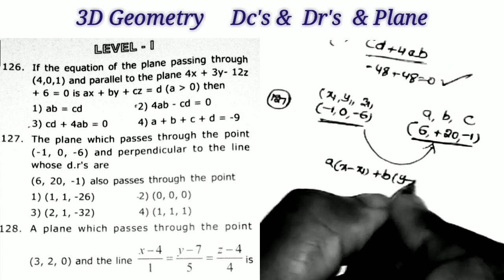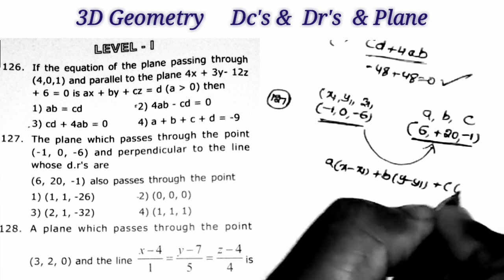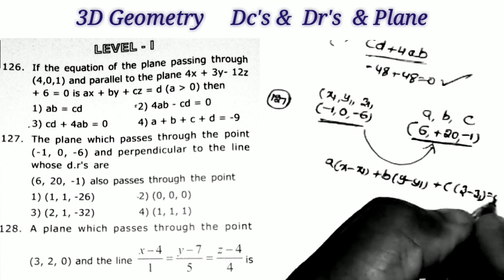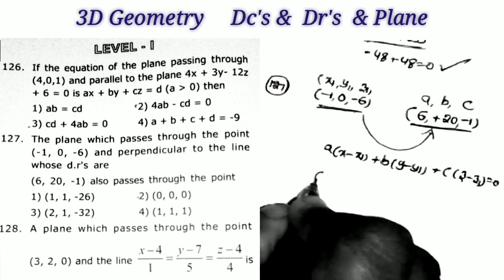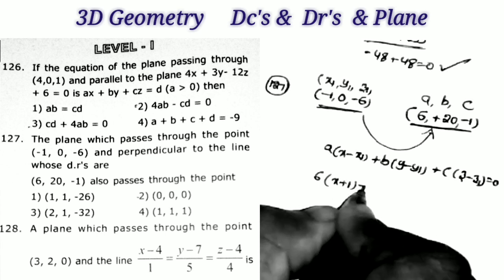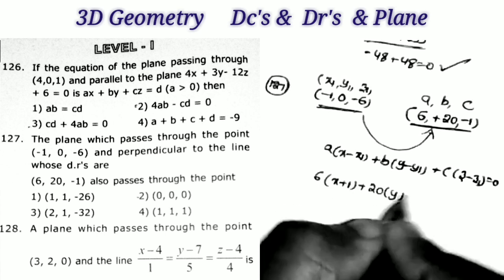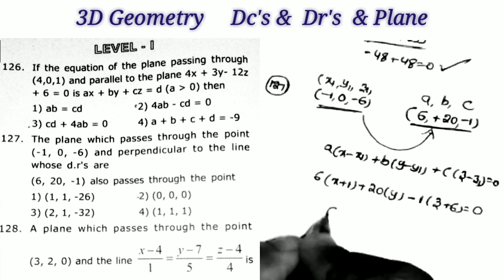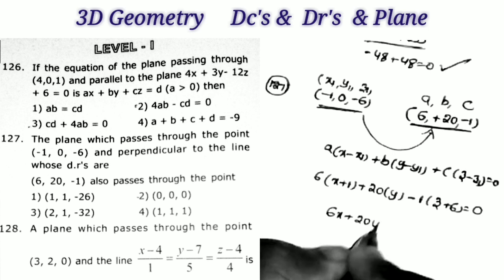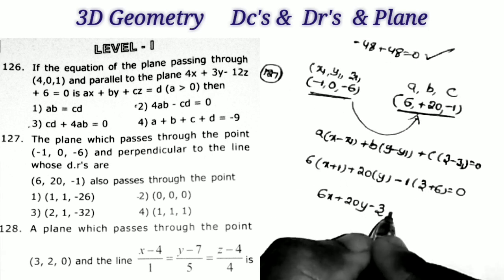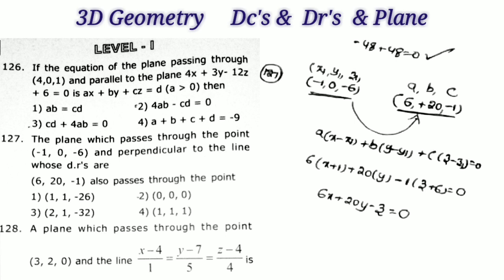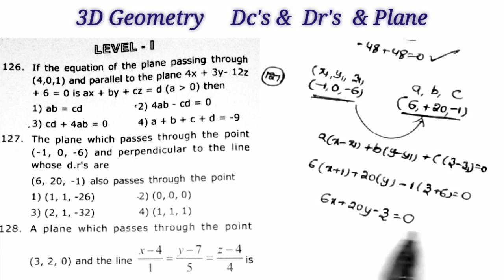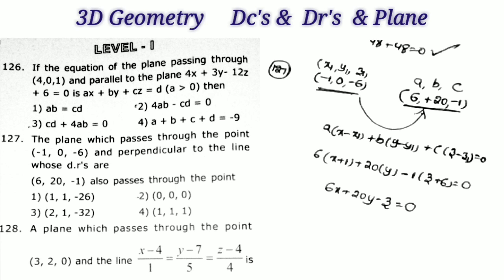a into x minus x1 plus b into y minus y1 plus c into z minus z1 equals to 0. Now replacing the values, 6 into x plus 1 plus 20 into y minus 0 minus 1 into z plus 6 is equal to 0. That is 6x plus 20y minus z. Here 6 and 6 gets cancelled, so this is equal to 0. So the answer is 6x plus 20y minus z is equal to 0. Now what is the given question? The plane also passes through the point. Some points are given here. Now we have to check which point is passing through this plane.